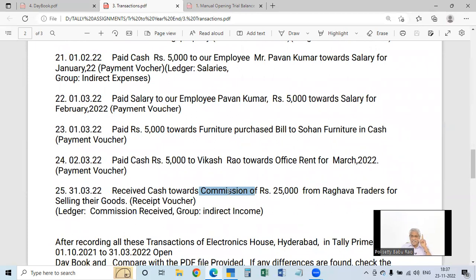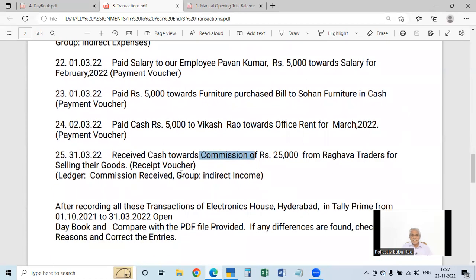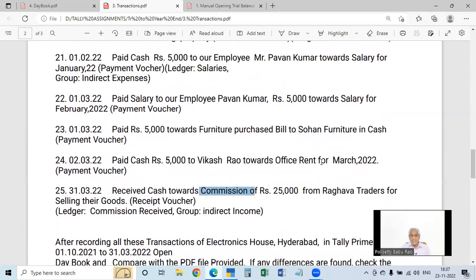Direct income is only sales. So all these incomes are indirect. Indirect income we have to take. Commission account, indirect income. Account name in the ledger is commission received. The other one is cash. So we have to enter the receipt voucher like this.